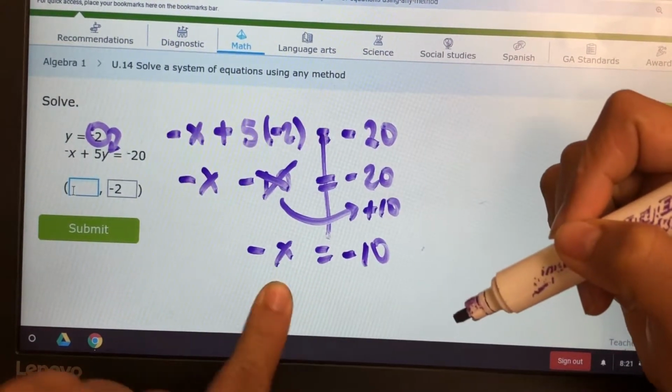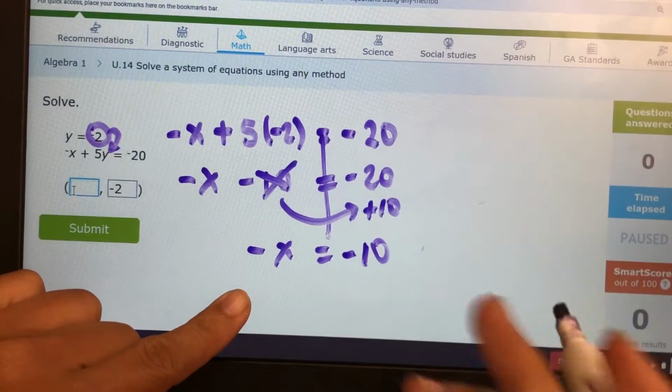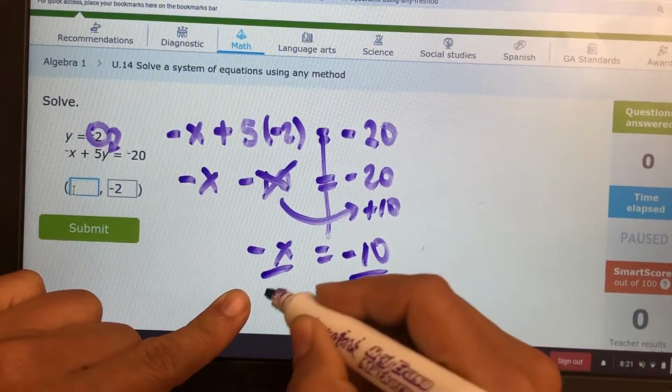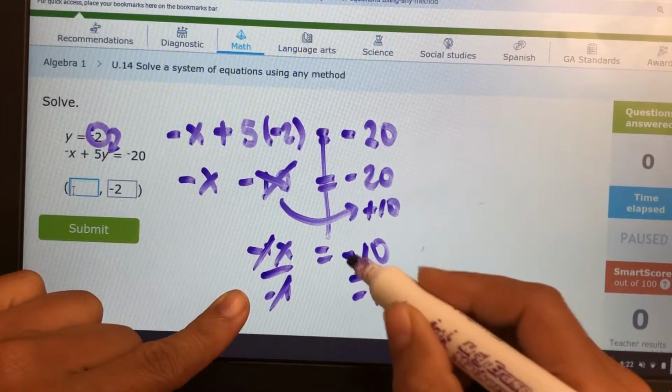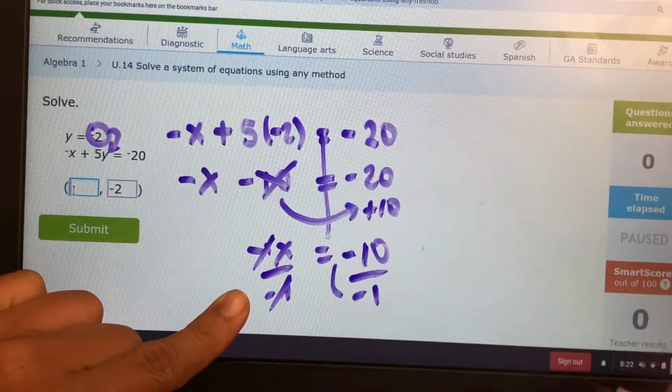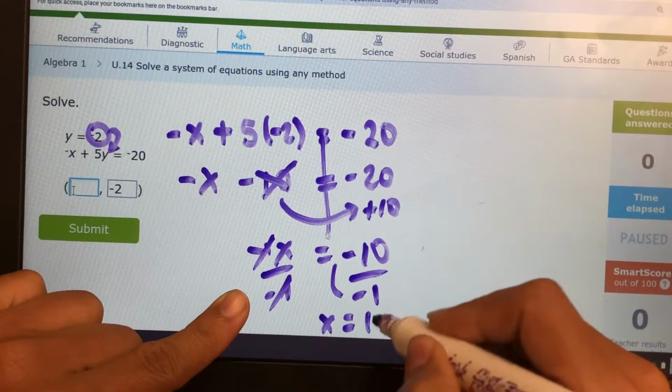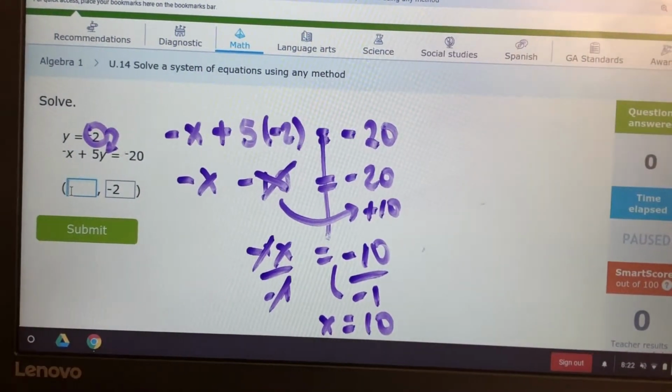So what do I now have to do? I have to multiply, or you could say you have to divide by a -1. So this crosses out, and negative divided by negative is what? Positive. So x is equal to +10.